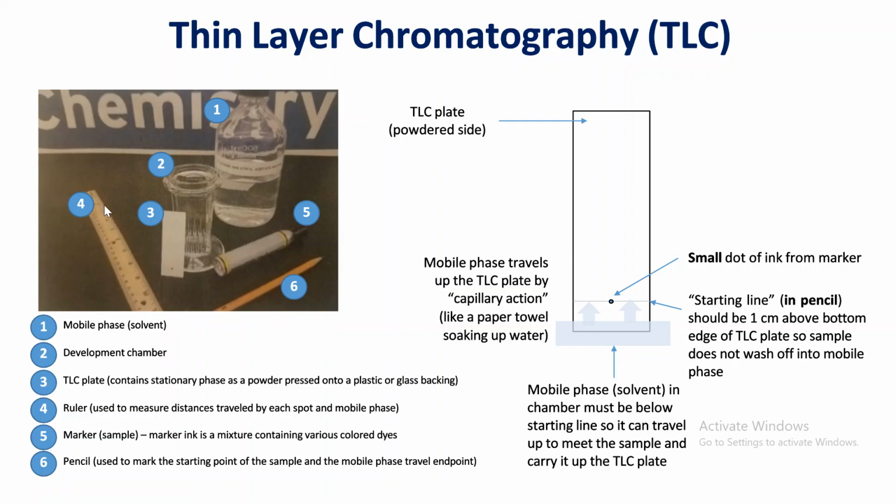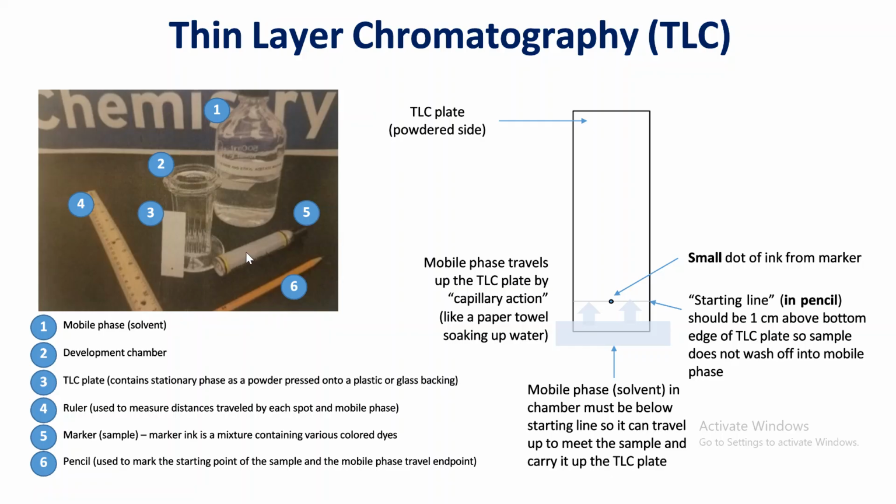Four, we're going to use a ruler, and the reason is we're going to create a line, maybe 1 centimeter from the bottom, and we are going to place our sample in the middle as a dot. This will be our dye that we're trying to separate into different layers. So the ruler will be used to measure out that line.